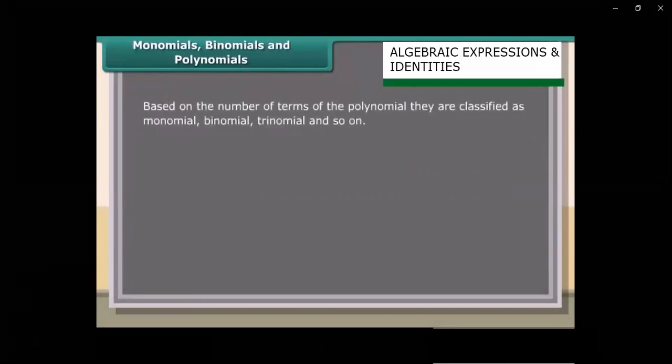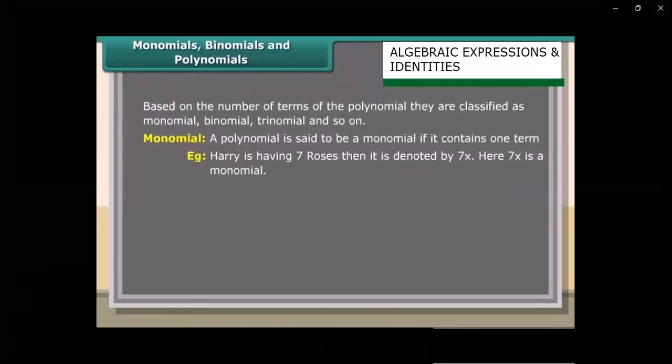Then we have monomials, binomials, and polynomials. Let's understand this concept. Based on the number of terms of the polynomial, they are classified as monomial, binomial, trinomial, and so on. So what is a monomial? A polynomial is said to be a monomial if it contains only one term.